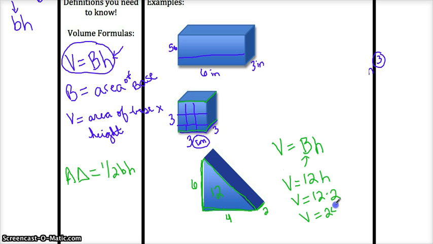Oh, and I didn't give this one a label. If there's ever not a label, just do units. Units cubed. Okay, so volume equals 24 units cubed.